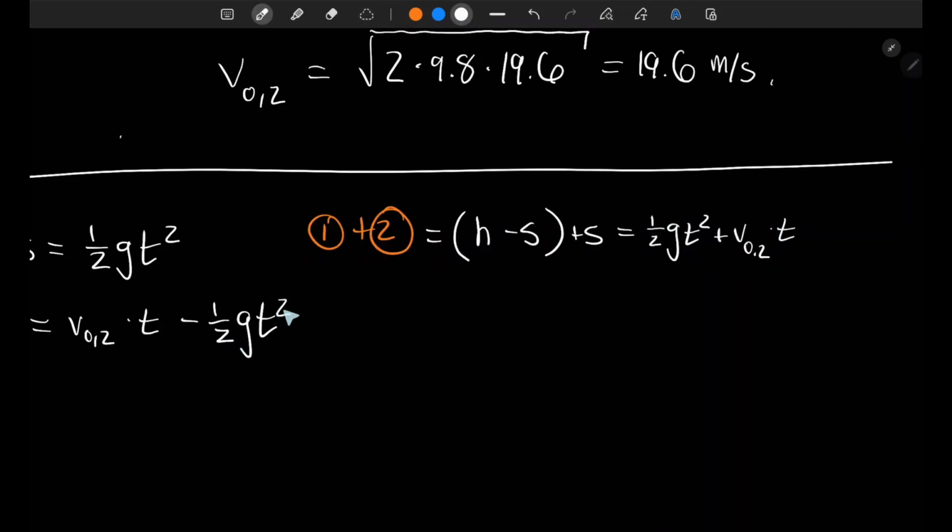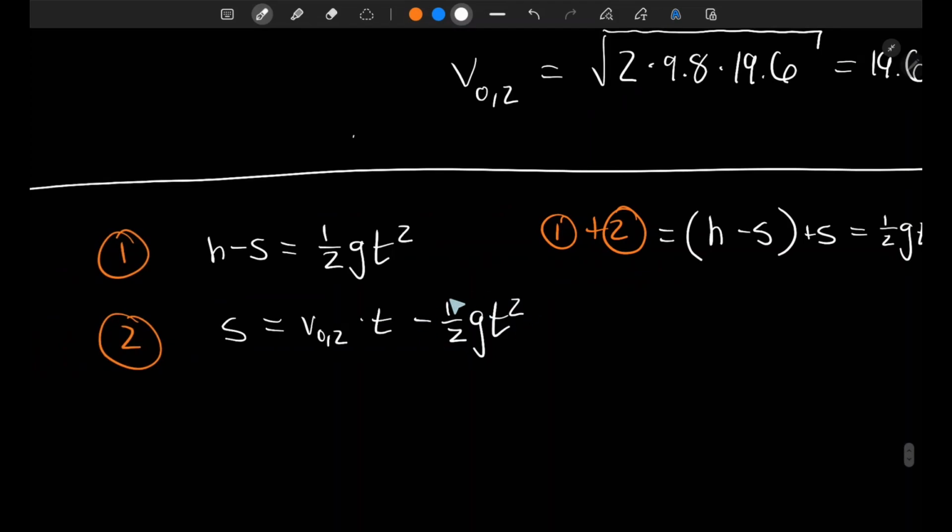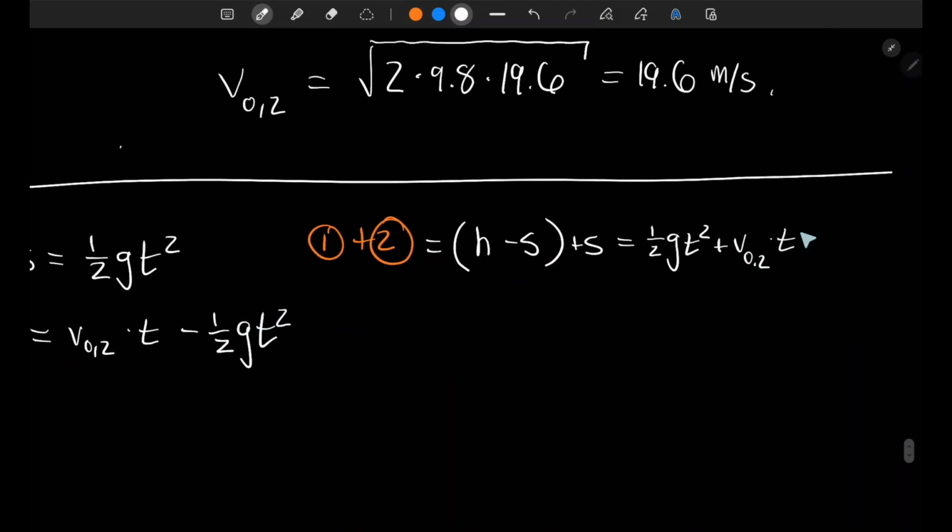Minus, right? Because this is the second term on the right-hand side of equation 2. Minus 1/2 gt squared. Then we can do some cancellations. So these two s's cancel each other, and this guy also cancels with this guy. So what we get is that h is equal to v0 2 times time.